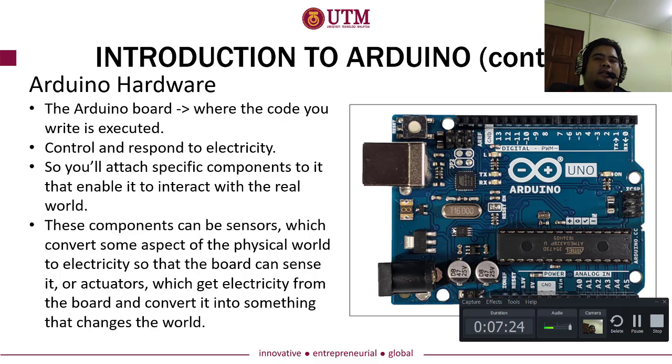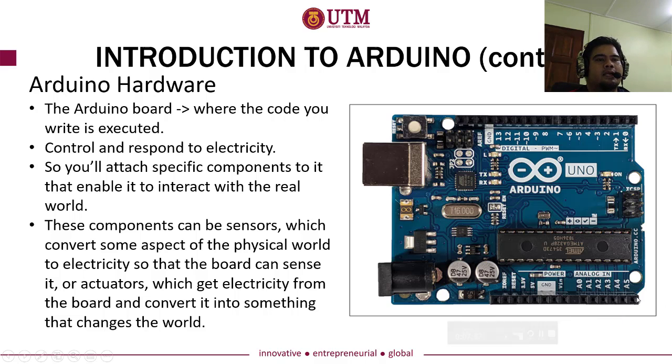When we talk about Arduino, the word Arduino refers to two things. One is the Arduino hardware. The Arduino hardware itself is also called Arduino, and another one is Arduino software. The Arduino software itself is also called Arduino, so don't be confused, because both refer to Arduino. When I talk about Arduino hardware, it refers to the board itself. As you can see in the slide, that is an example of an Arduino board.